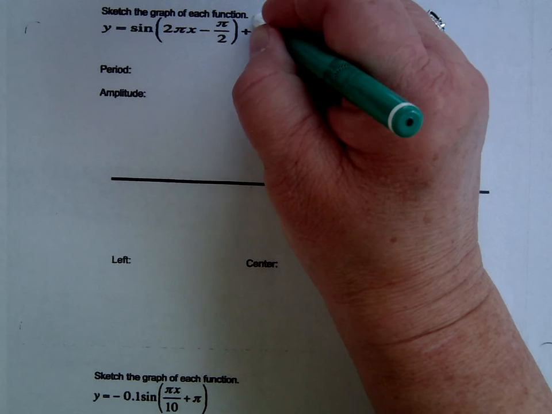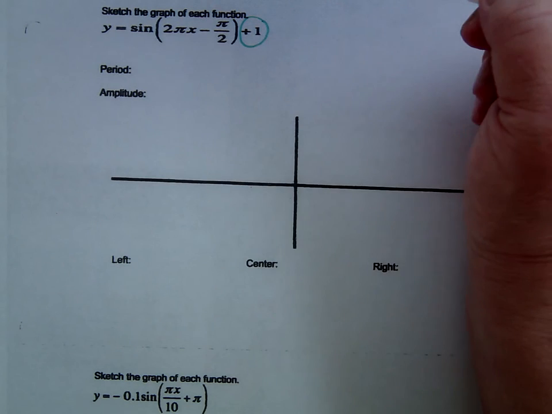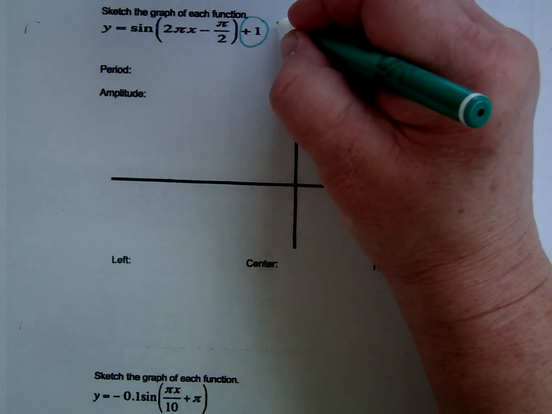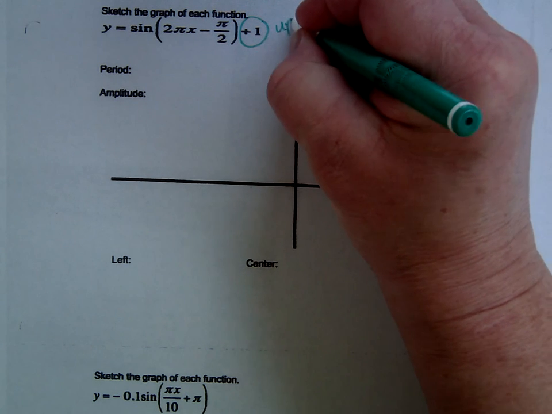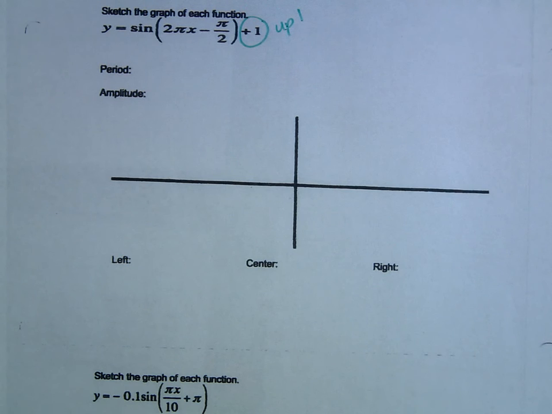This is a +1. And what that thing at the end is going to do for you is move it up or down. We talked about that in the previous video. In this case, it's going to move it up 1. But that doesn't come into play until you start graphing it. So that's kind of on hold, like the negative sign we put on hold on that one a few minutes ago. All right, so here's this one.